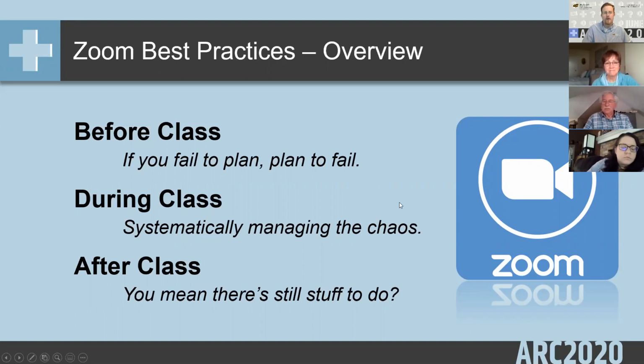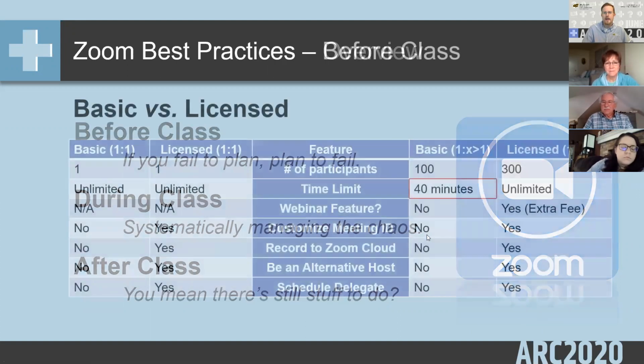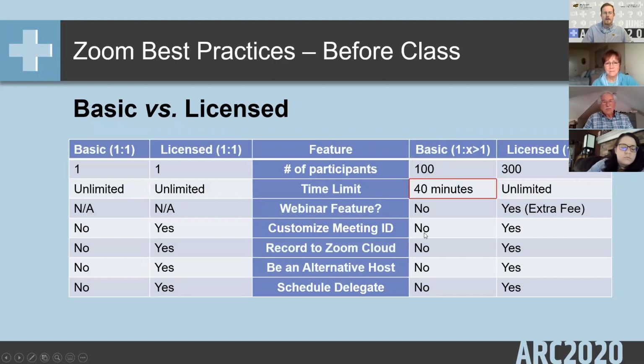So the first thing we're going to look at is the different types of licenses that are available to you as a WSU member. Everybody from Wichita State has a Zoom account. All they have to do is sign in with their MyWSU ID, like we're going to show you here in just a second. And when you first log in, you'll log in under a basic account.